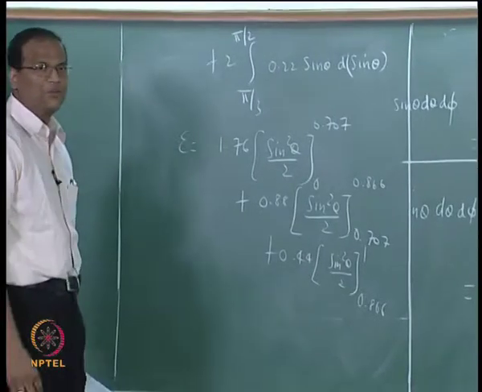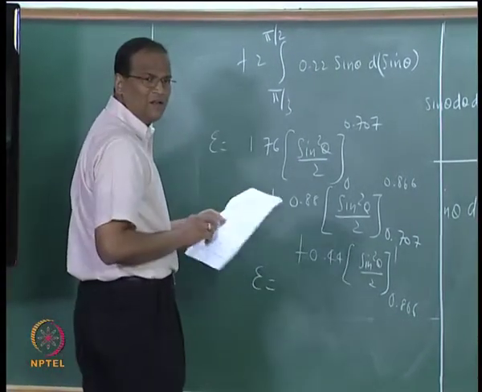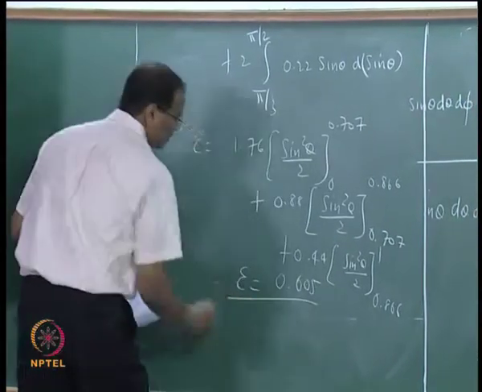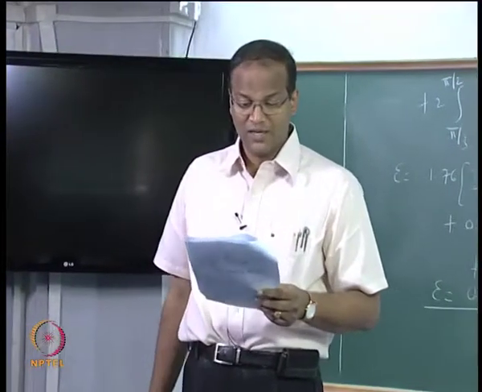Okay. So I have substituted for sin theta 0.6 something, 605. Then this is the hemispherical, this is the total hemispherical emissivity.